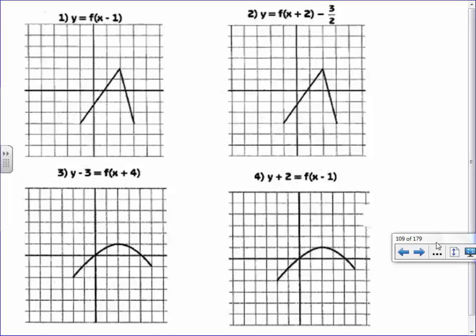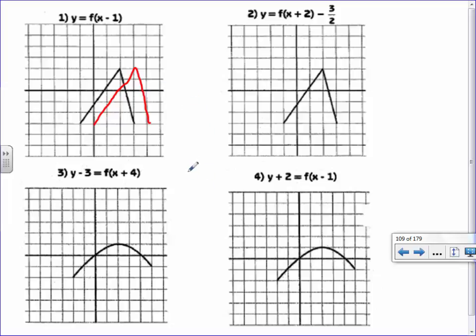So why don't we just try 2 of these? I don't want to do all 4 because I think you get the idea here. Where would this graph right here move to if you had this notation here? What would it look like? Hopefully, you'd be able to figure out that it would look like that. Any agreement on how that works? Basically, just slide the whole graph over 1.